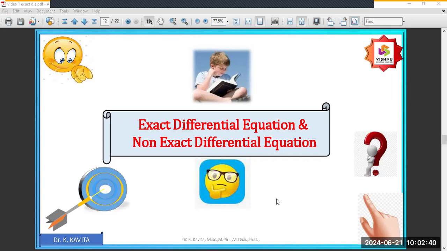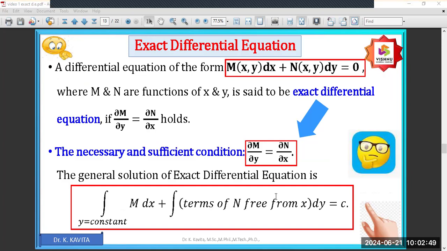The first topic in the first unit is exact differential equations in this video, and the next video is non-exact differential equations. First, the definition of an exact differential equation. A differential equation in the form M dx plus N dy equals 0, where M and N are functions of x and y, is called an exact differential equation if dou M by dou y equals dou N by dou x. Only then can we take it as exact. This equation is the necessary and sufficient condition.